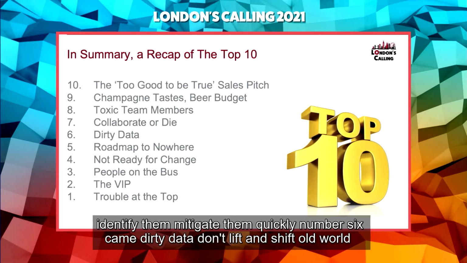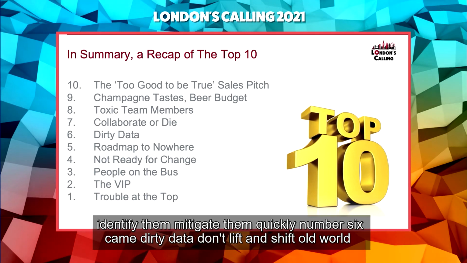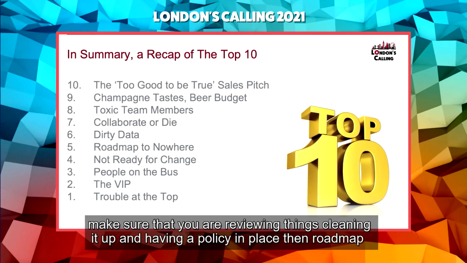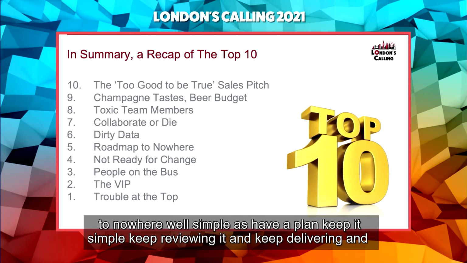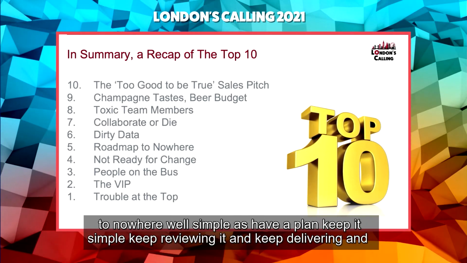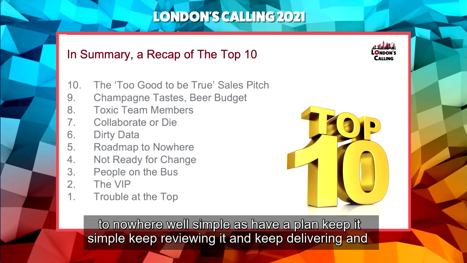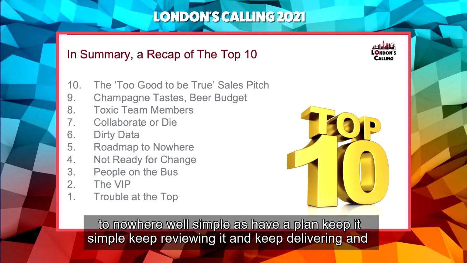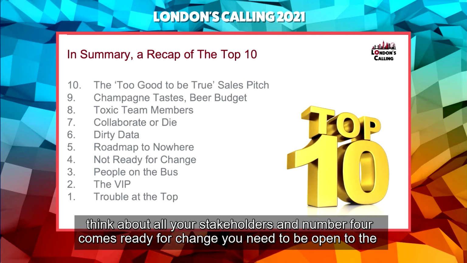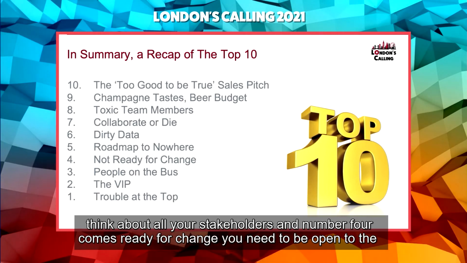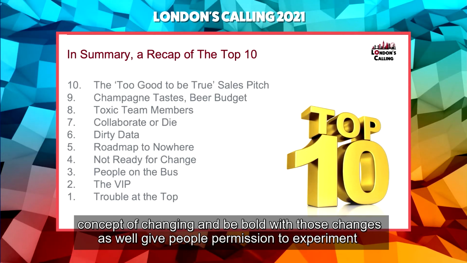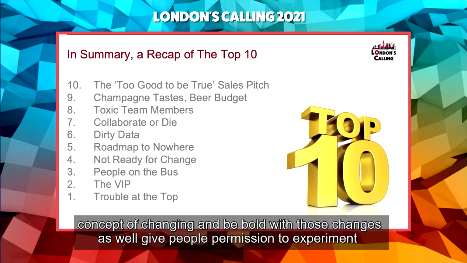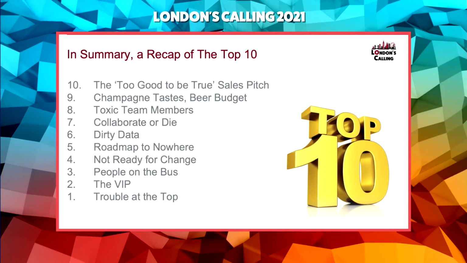Number 6 came dirty data. Don't lift and shift the old world. Make sure that you are reviewing things, cleaning it up and having a policy in place. Then roadmap to nowhere. Well, simple: have a plan, keep it simple, keep reviewing it and keep delivering, and think about all your stakeholders. And number 4 comes ready for change. You need to be open to the concept of changing and be bold with those changes as well. Give people permission to experiment.